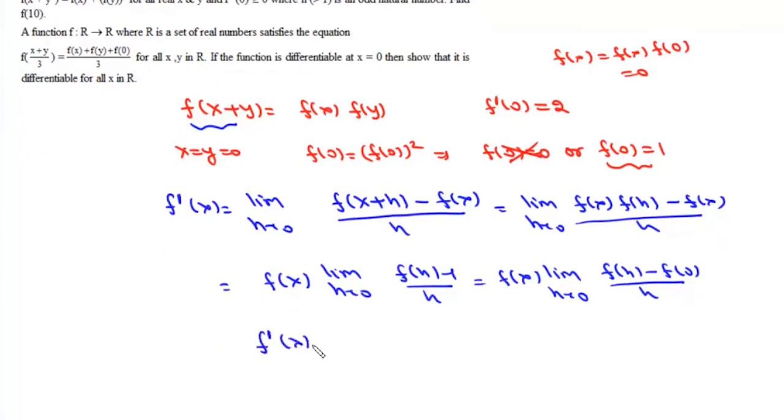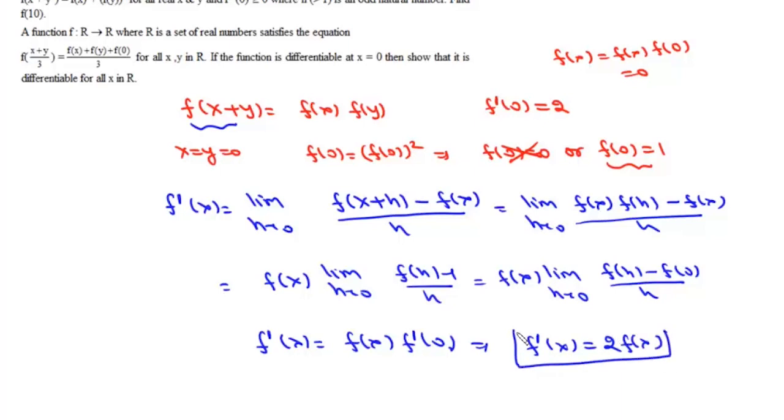So we can write this f dash x as fx into f dash 0, and f dash 0 is 2. So from here we can say this f dash x will be 2 times fx, and this is what we need to prove. Now we need to find fx also.